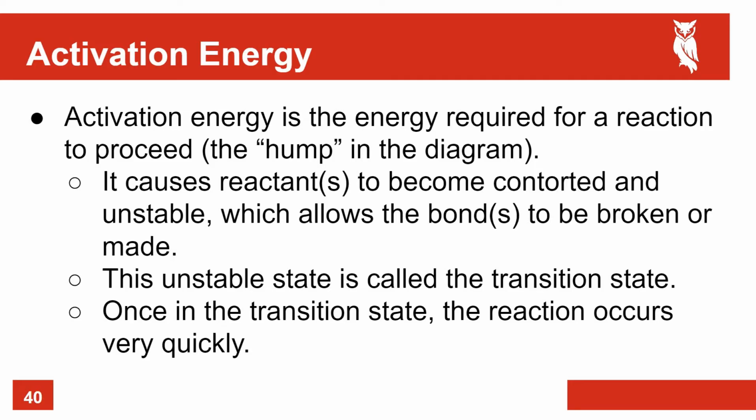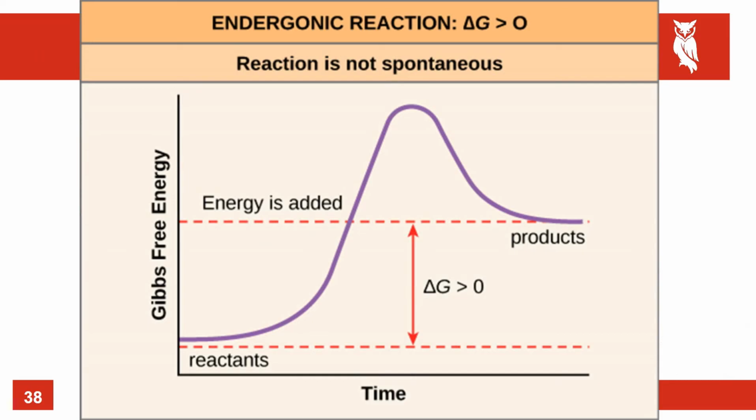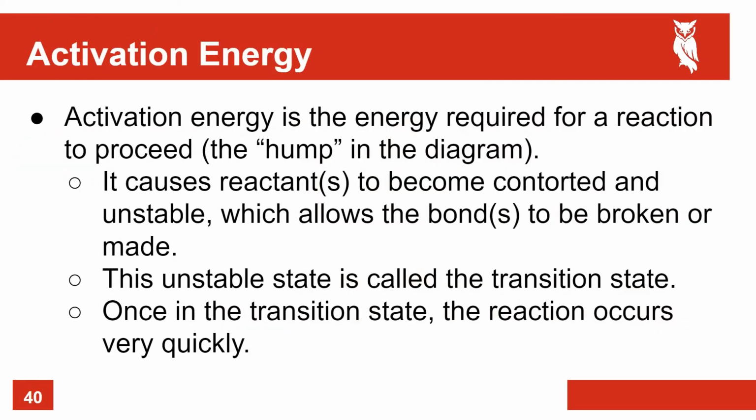This unstable state is called the transition state. Once at the transition state, the reaction occurs very, very quickly. If we look here, and we were to label this, where would the transition state be? The hump. The transition state would be up here, right? What type of reaction is this? Endergonic, yep. Even though this is endergonic, once we get here, this happens quick. Once that rock gets to the top of the hill, it goes down really, really quickly.